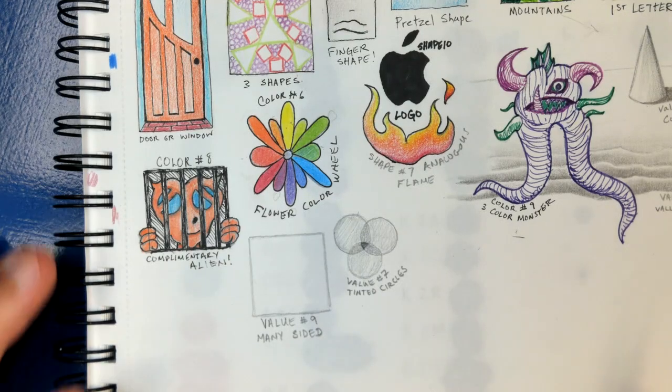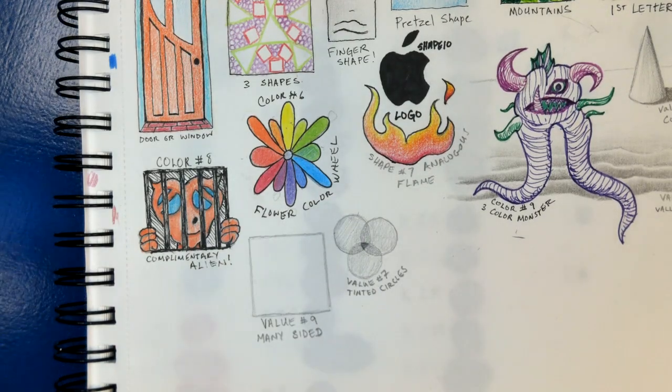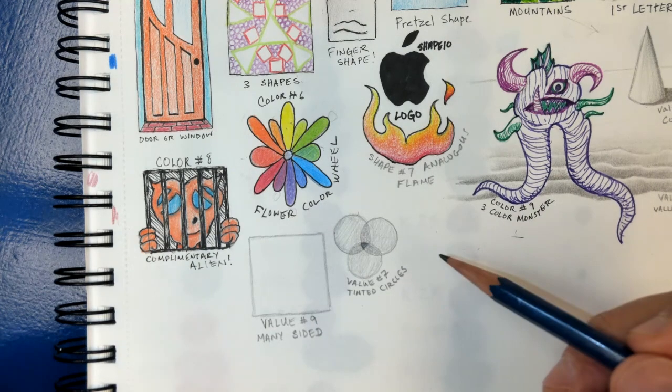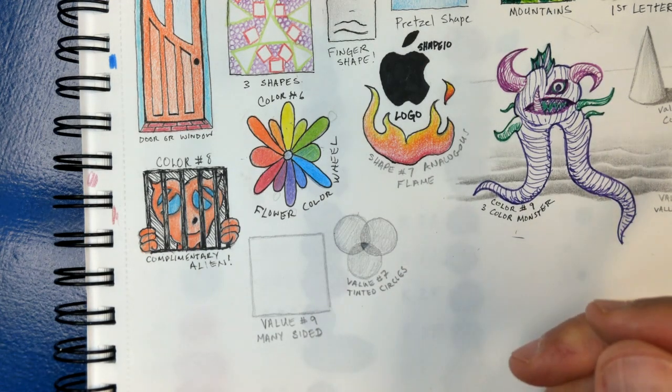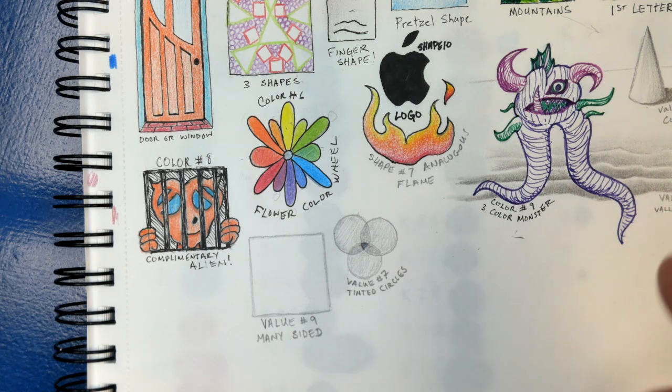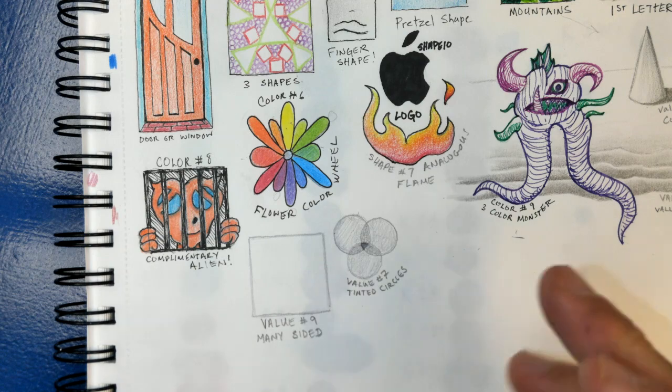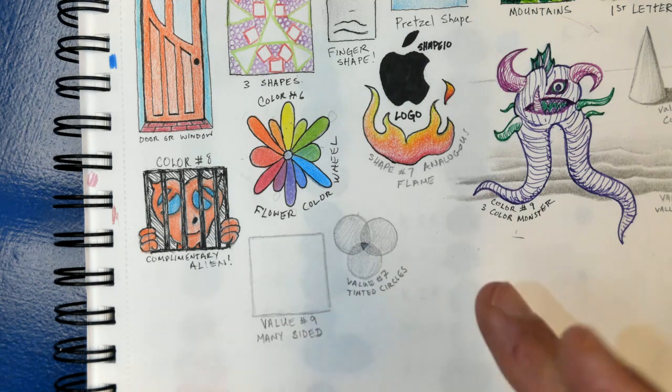Welcome again, artists, to value number 9, warm up. What we're going to do is create just a geometric design that shows different depths, different values, and you'll be surprised what happens as we do this.